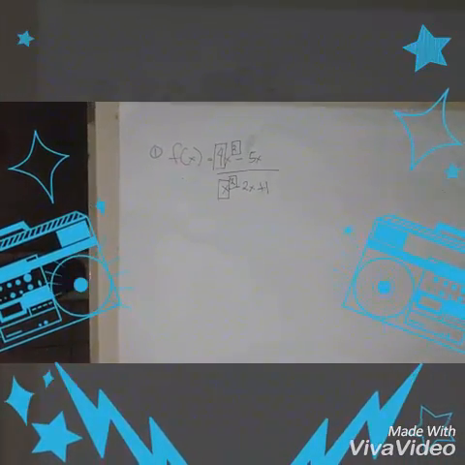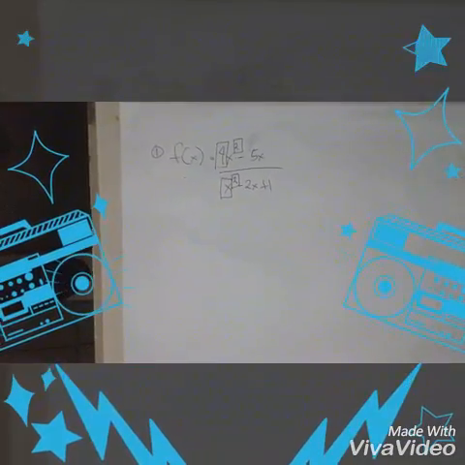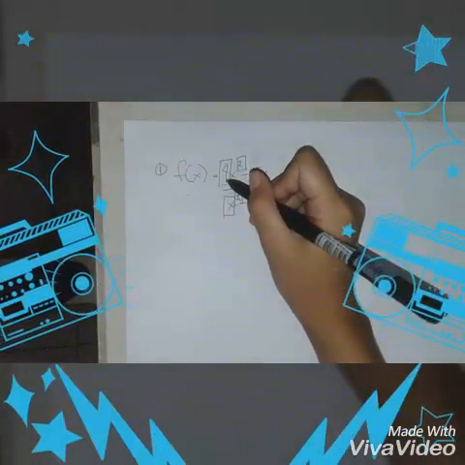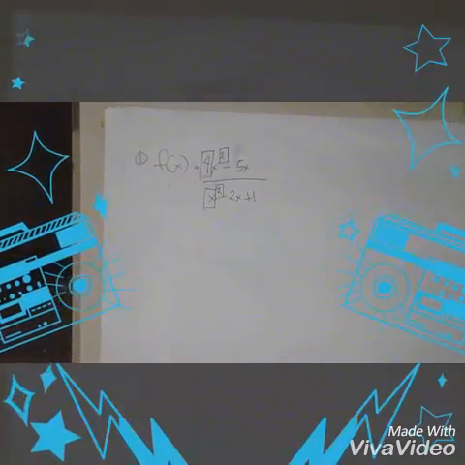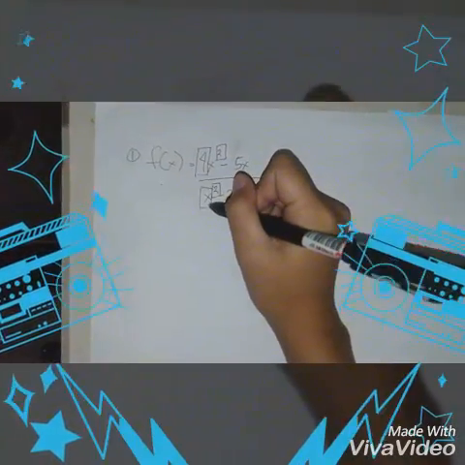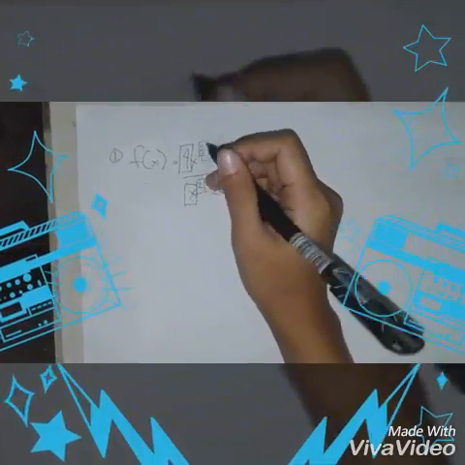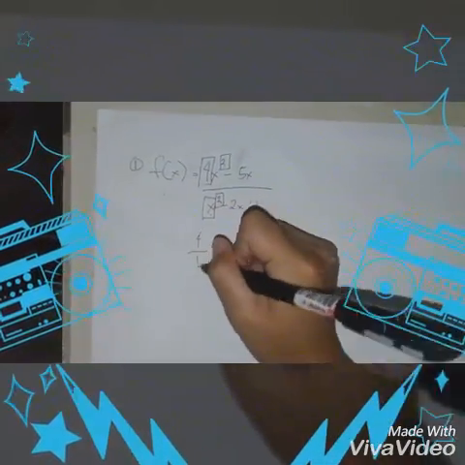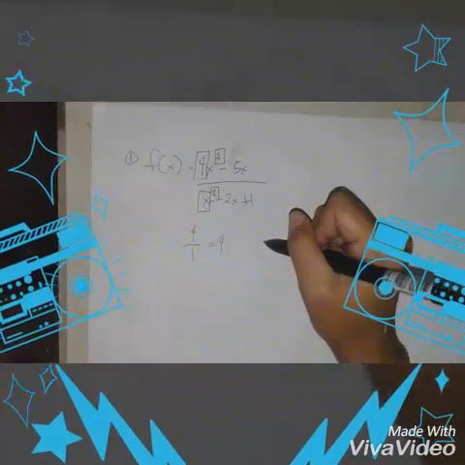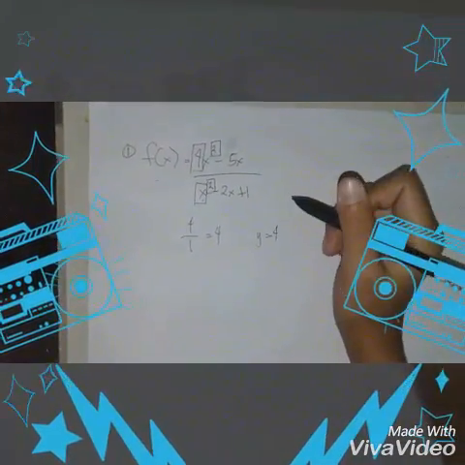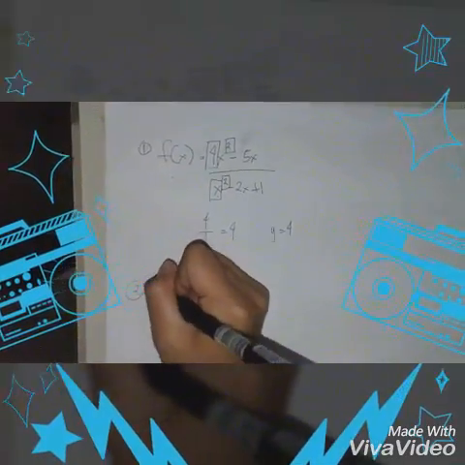In the numerator, the coefficient of the highest term is 4. This is the 4. And the coefficient of the highest term in the denominator is, since x is understood to have a coefficient of 1, this 1. So 4 over 1 is equal to 4. The horizontal asymptote is y equals 4. Let's go on to the second equation.